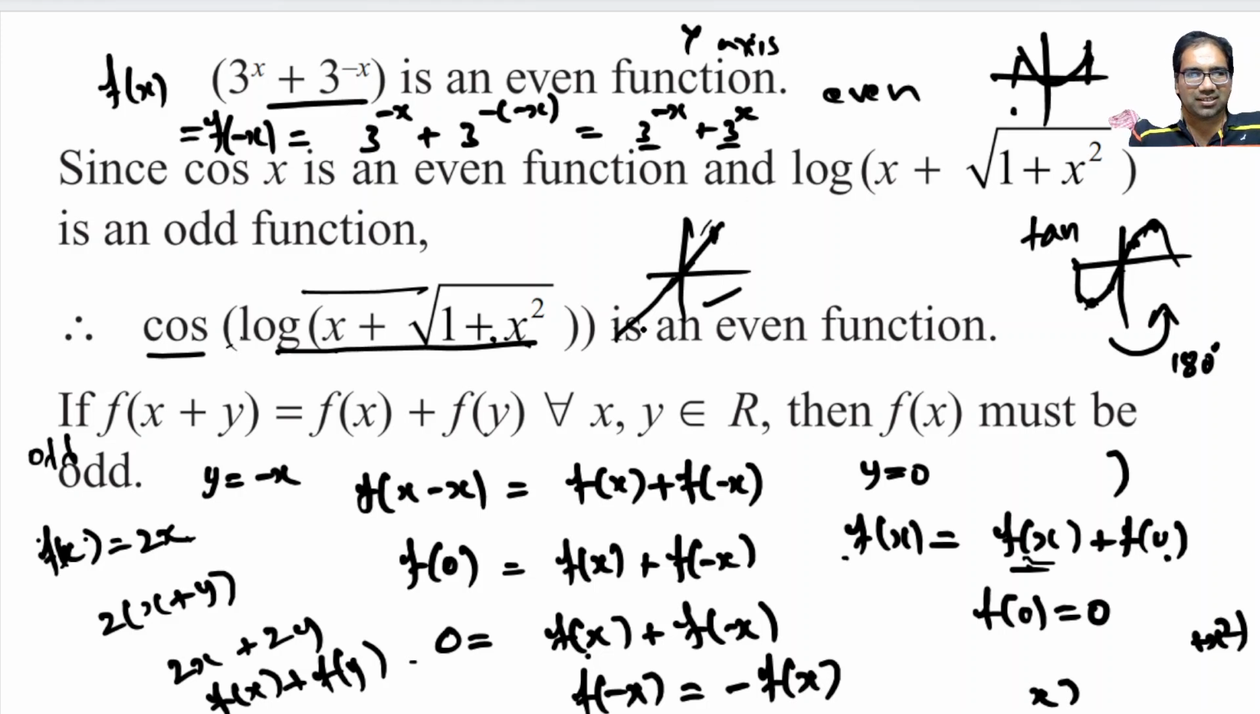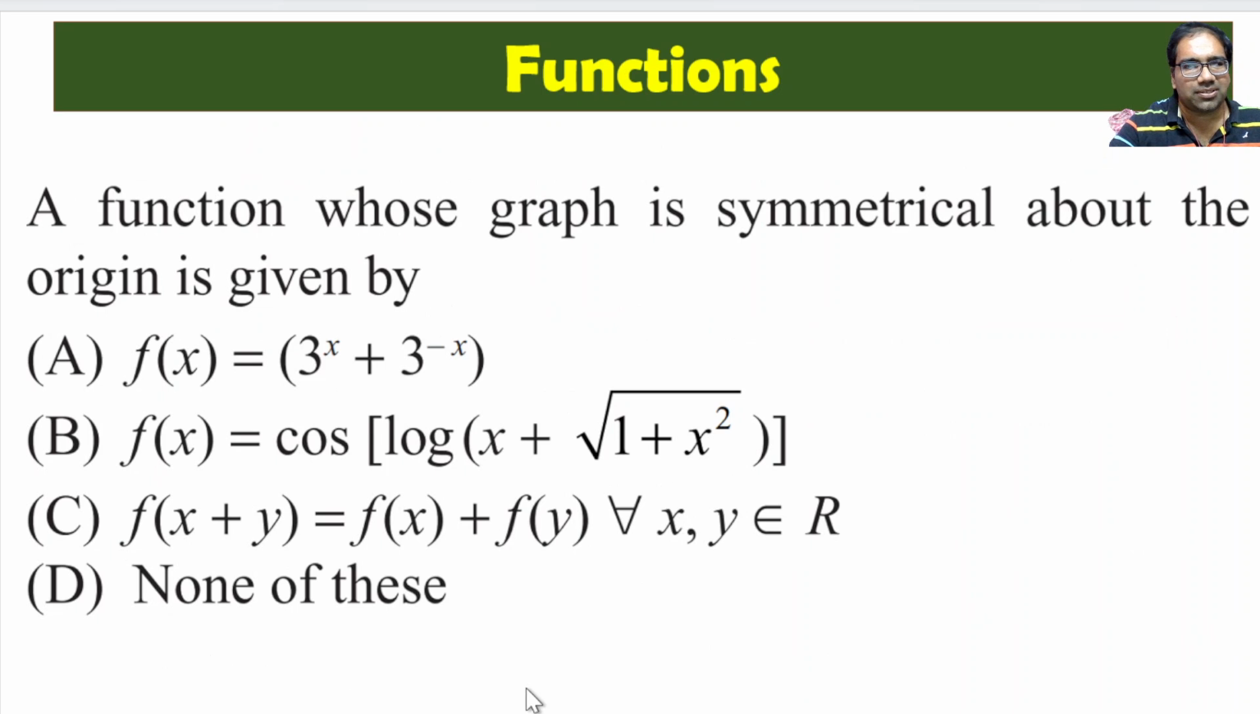Whatever point that is there here, the point is there here also. Right, yes. So the third one is only an odd function. That means only the third one is symmetric about the origin. The rest two are even functions, which means they are symmetric about the y-axis.